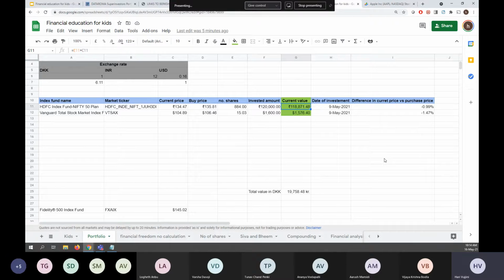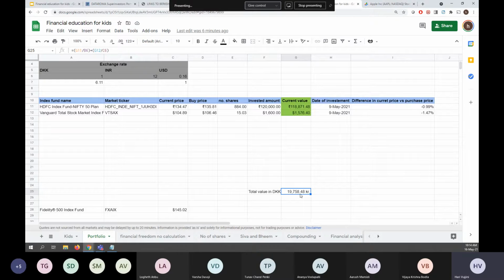Any questions so far? Are you scared? Are you worried? Within 1 week after we invested, we lost money. Our investment was 20,000 Danish krone, and the current value of our investment, the sum of these two, is 19,758. So we lost around 247, roughly 250 krone during this week.